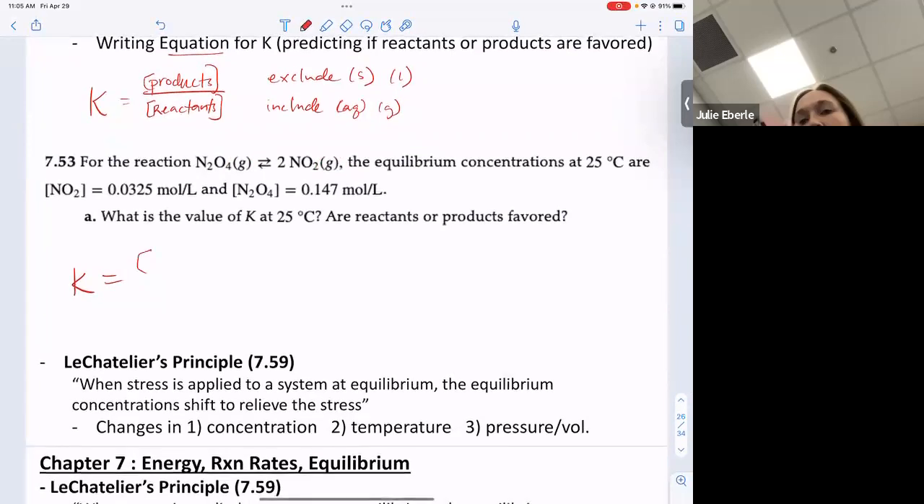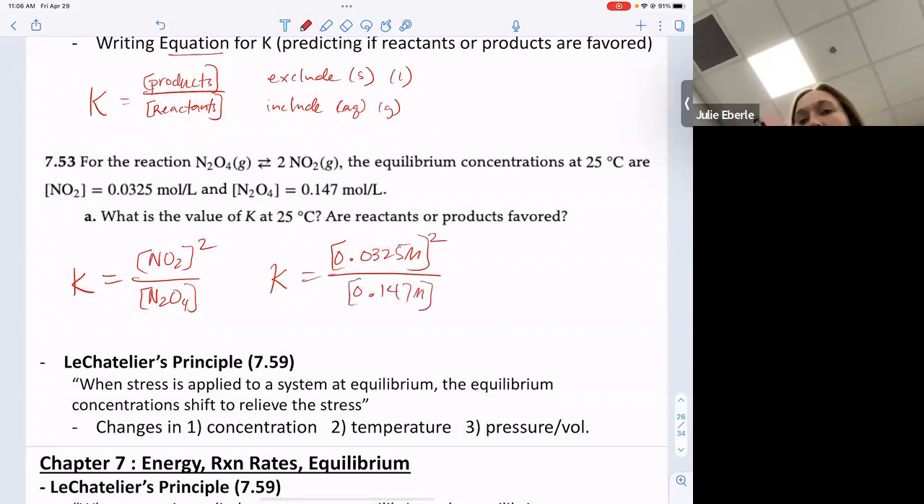So we'd say product is NO2. I'm just going to write this in first so that we can make sure we plug everything in right. And then N2O4 needs to go on the bottom, and we're going to square the concentration of NO2. So when we plug numbers in, K becomes 0.0325 squared over 0.147. So you do 0.0325 squared divided by 0.147. What do we get for K?